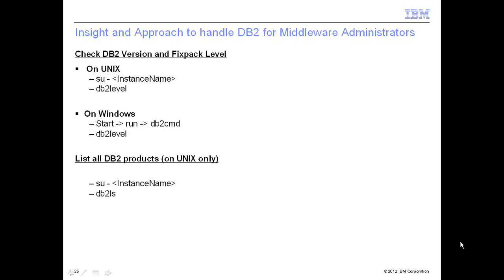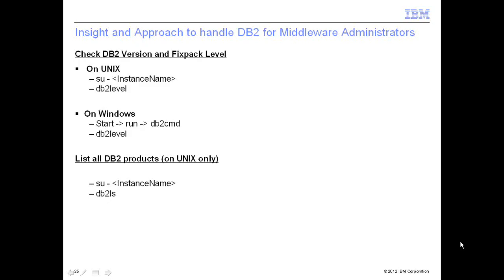Moving on to slide number 25. This is for middleware administrators. These could be WebSphere administrators, WebLogic administrators, Java, ABAP, maybe Apache HTTP, all these categories of administrators we call middleware administrators. Many times we see that they need to know what the DB2 version and fix pack level installed is. To know this information, they may wait for a DBA to come, and to avoid that lag, we can just pass this information on to them.